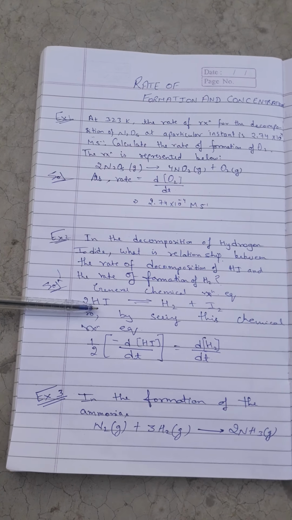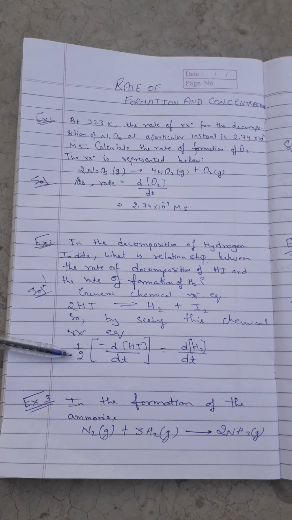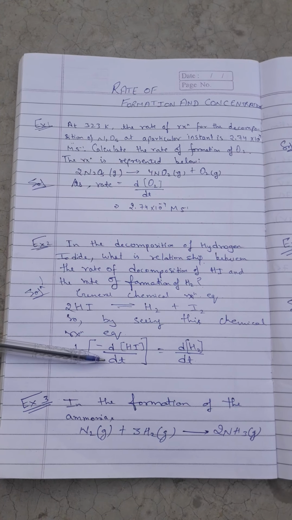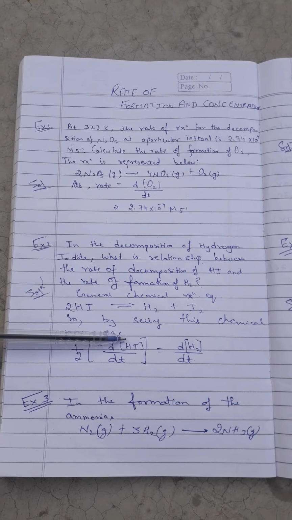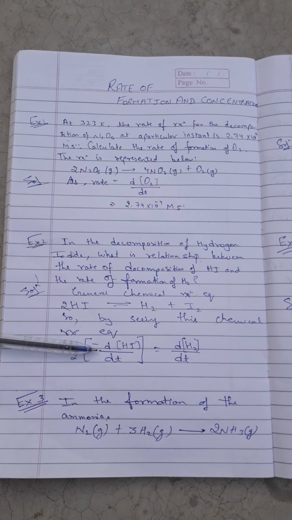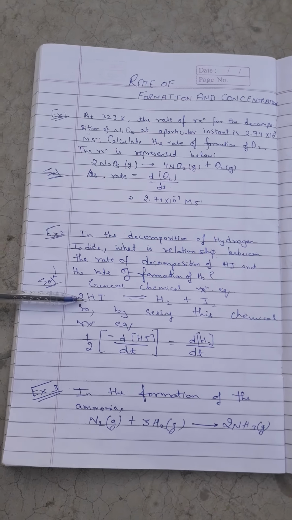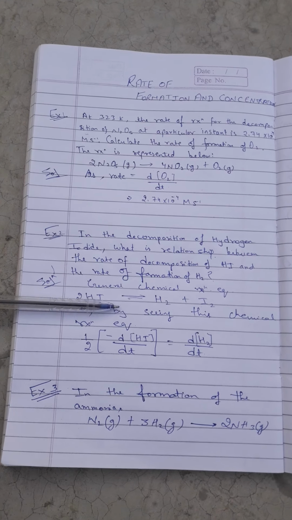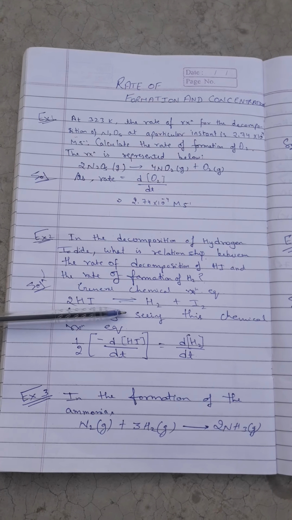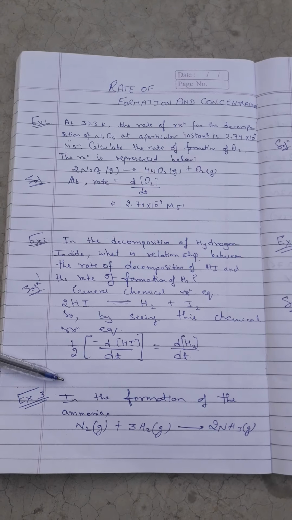So by seeing the chemical reaction, we get 1/2 × (−d[HI]/dt) = d[H2]/dt, where t is time. So this is our relation, because the rate of decomposition of a reactant is always equal to the rate of formation of the product. Okay, now let us see our third example.